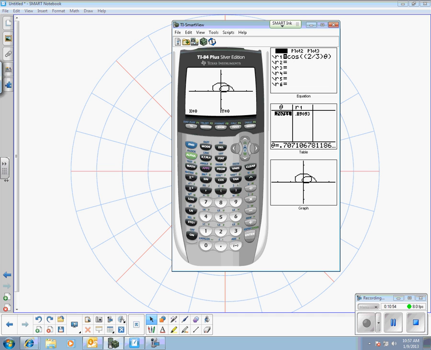All right, so it looks like I've got something forming, but I might not have the whole thing. So in your window, it gives me my theta min and my theta max. Maybe I need to go past 2 pi, so I'm going to try 6 pi, see what I get. And there you go.